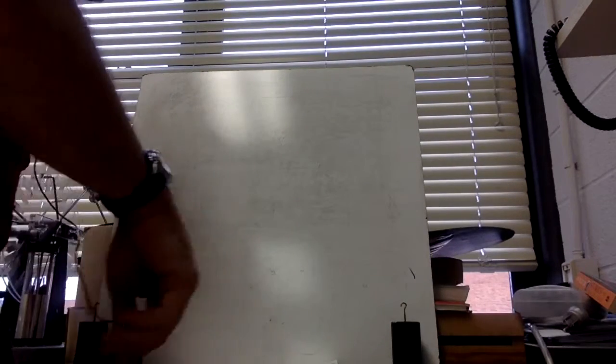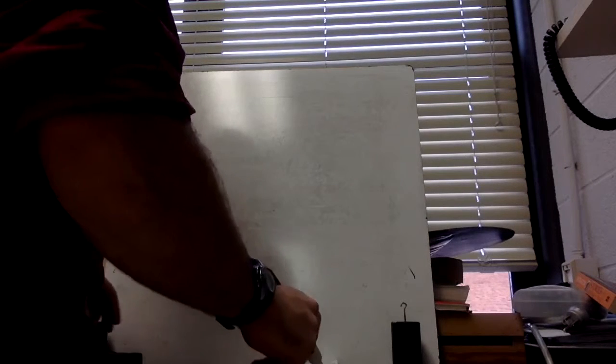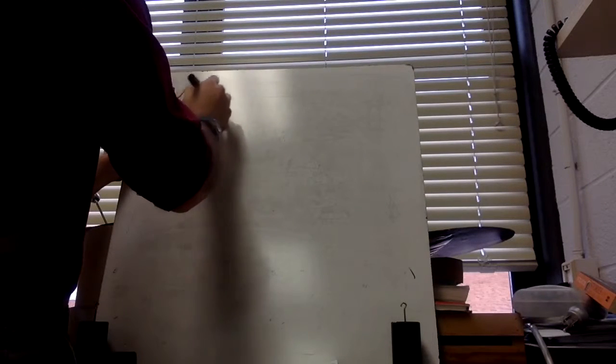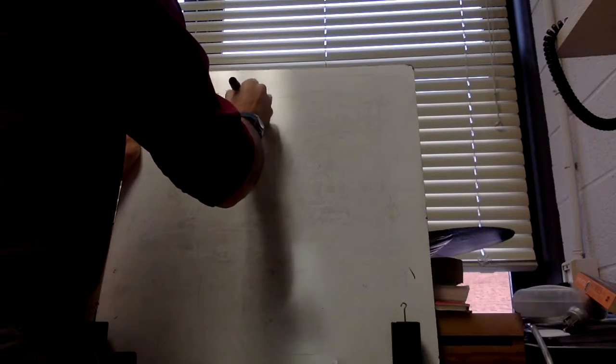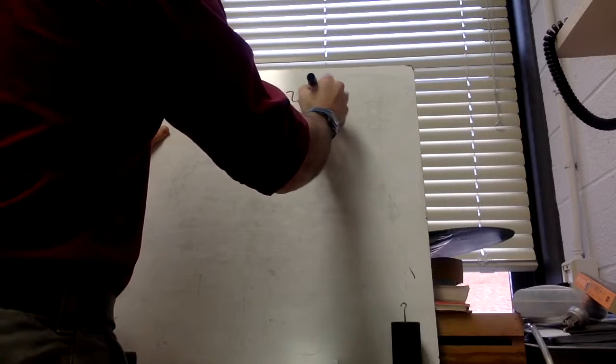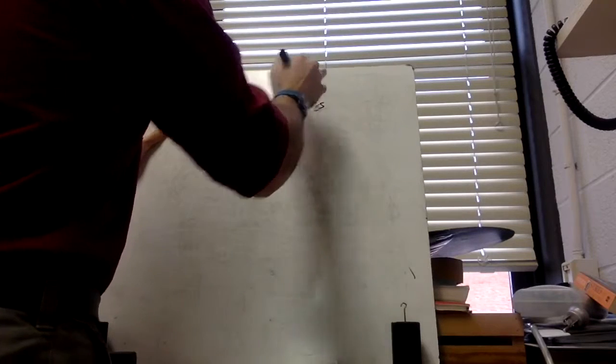So our first example says: if a boat can move at 5 meters per second in still water and the current is flowing at 3 meters per second east, what is the velocity of the boat relative to the shore? So I want to find the velocity of the boat relative to the shore, and that's going to be the velocity of the boat relative to the water plus the velocity of the water relative to the shore.